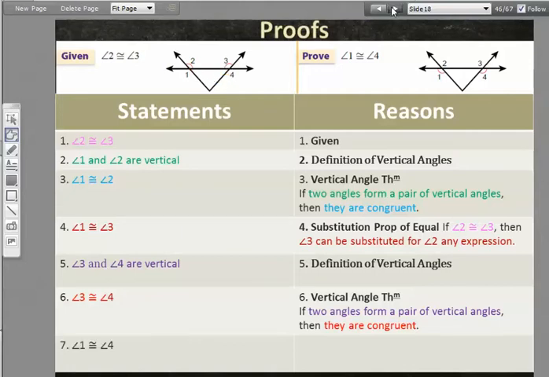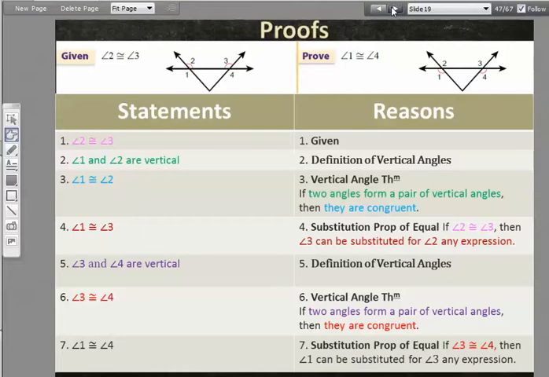And what makes me think I can say that? Again, the substitution property of equality. If angle 3 is congruent to angle 4, matches my previous statement, angle 1 can be substituted for angle 3 in any expression. And see how I substituted 1 for 3 in my statement? So, again, if you had put transitive property there, I would have gone for it. I would have said, okay, that works.